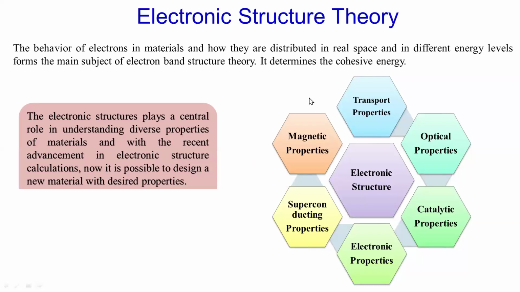So I briefly discuss the electronic structure theory, as we have very little time. It describes the behavior of electrons in materials and how they are distributed in real space. The different energy levels form the main subject of electron band structure theory. By calculating the electronic band structure, we can tell whether your system is a metal, semiconductor, or insulator, and many other properties such as transport, magnetic, and superconducting properties. These properties can be qualitatively discussed by calculating the electronic band structure.